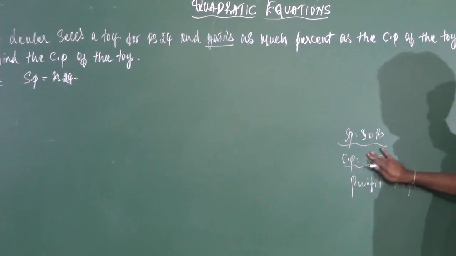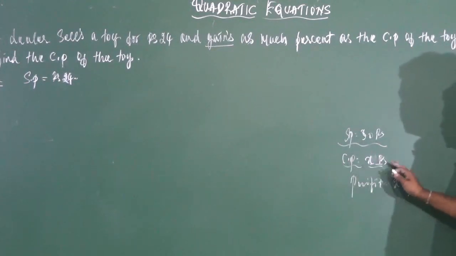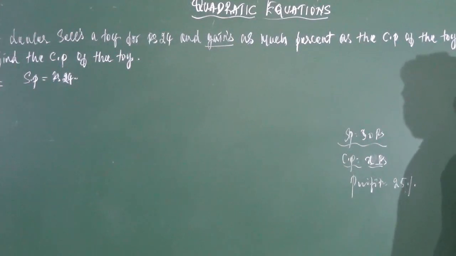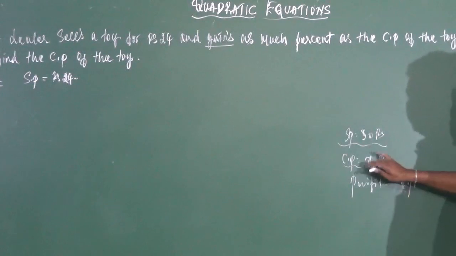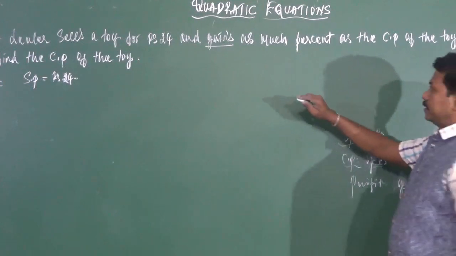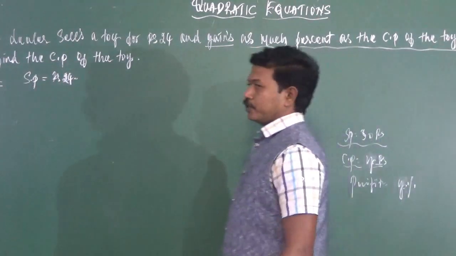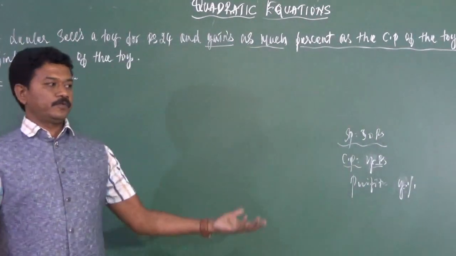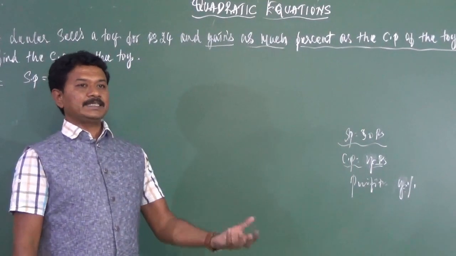For example, cost price is X rupees. If the example doesn't match, you can take this. Cost price is X rupees. So what will be the profit percent? X%. Exactly, it is X%. If the cost price is Y rupees, then the profit is Y%. Done? Same thing has happened here. And gains as much percent as the cost price of the toy. So if the toy is bought for X rupees, then the percentage of gain he has got is X%.